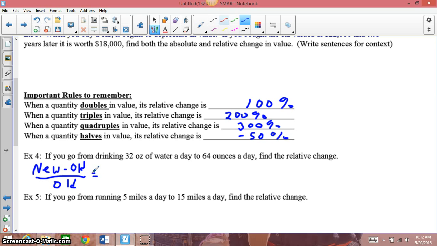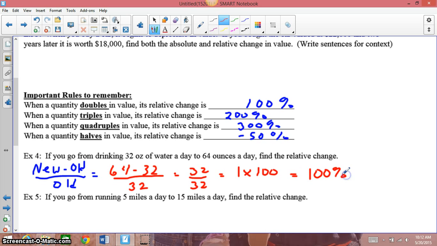So my new amount, 64, minus my old amount, 32, divided by my old amount. 64 minus 32, of course, is 32, divided by 32. Well, any number divided by itself is just 1. You're trying to find a percentage, and part of the formula was to multiply by 100. So 1 times 100 is 100%.